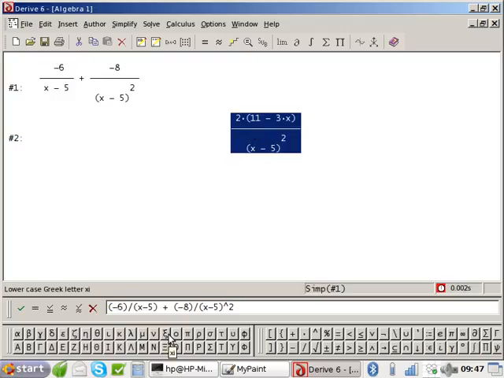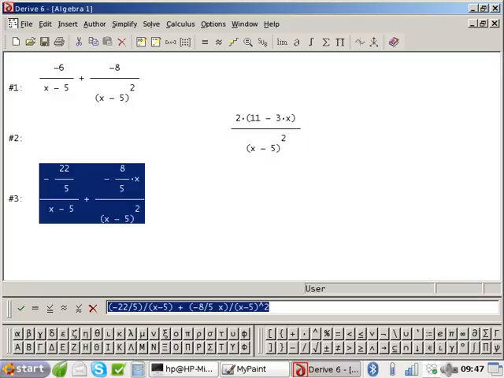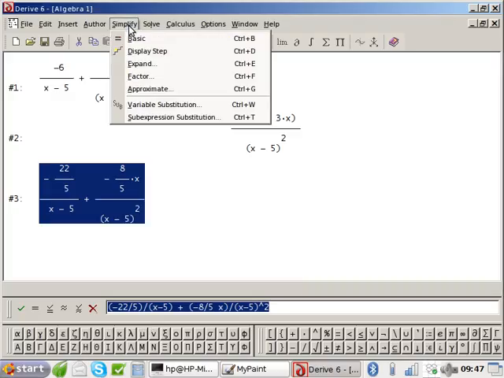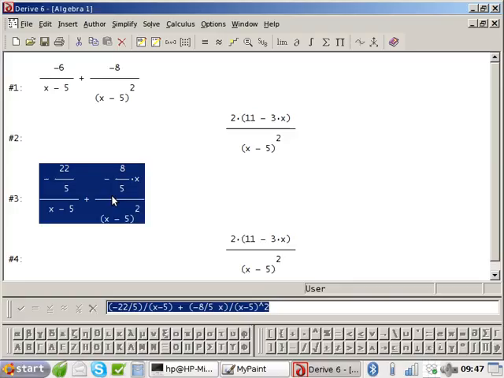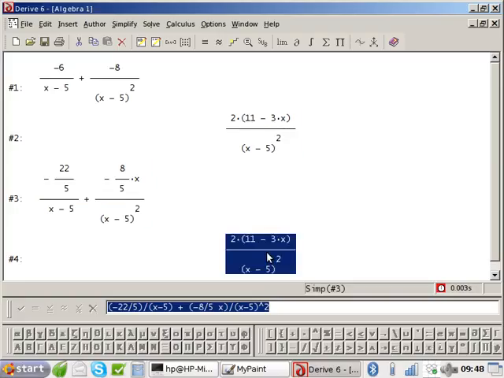Okay, what was my second one? Minus 22 over 5 over x over 5. And then the other one is this. Okay, so moment of truth. Do we get the same answer? And amazingly, we do, which I think is kind of amazing. These two answers look very different, but in fact, if you simplify them, you get the same answer, which is the question.